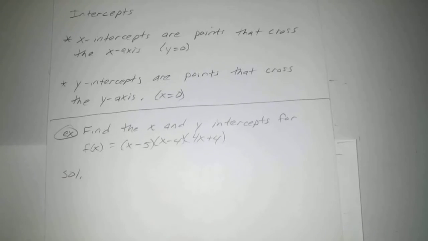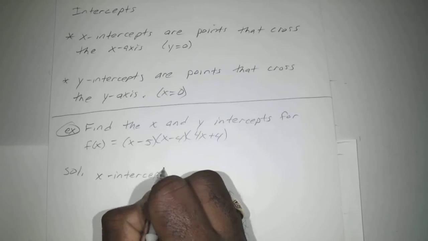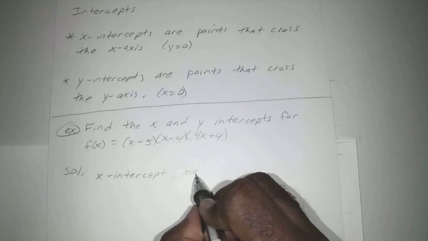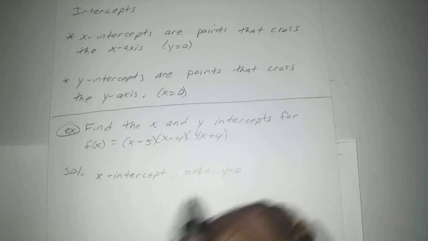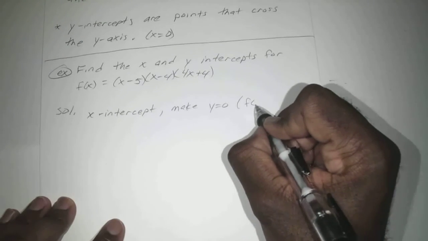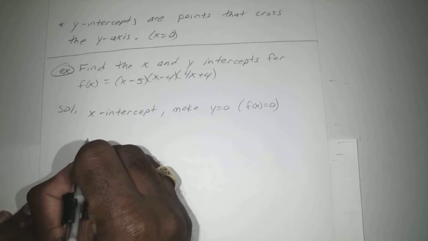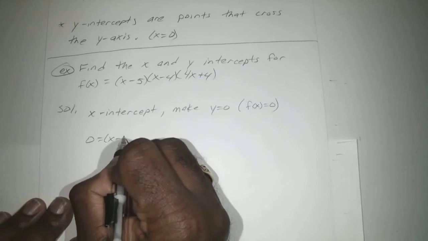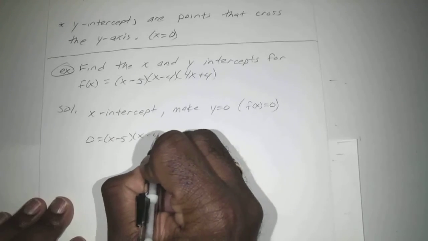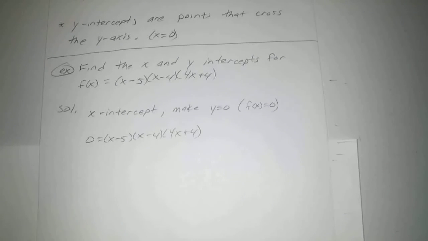Okay, so remember, for your x-intercept, you just make y equal 0. Or in this case, f of x equals 0. So that just means you have 0 equals x minus 5 times x minus 4 times 4x plus 4. Which means any one of those could equal 0, and that would be true.